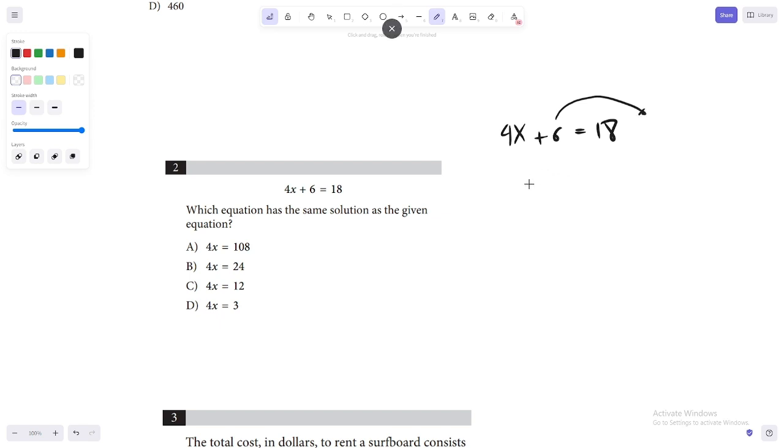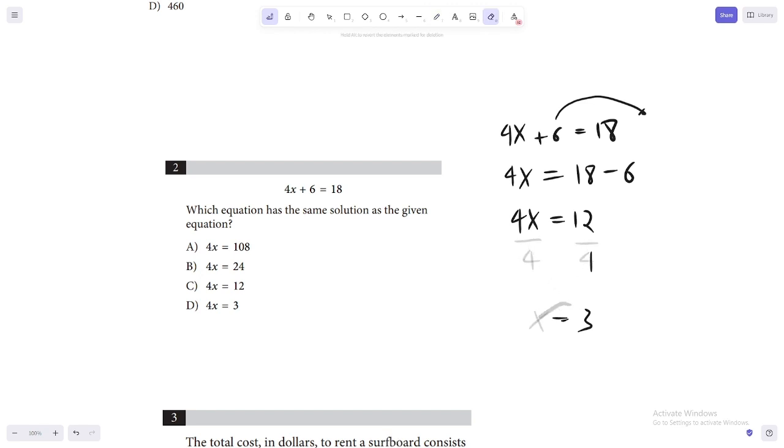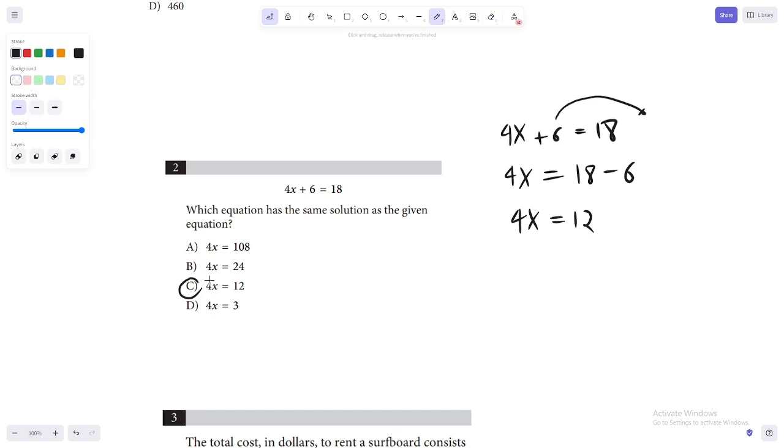So it will come as negative. We'll get 4x equal to 18 minus 6. That gives us 4x equal to 12. And from here, we could solve the equation by dividing both sides by 4. We would get x equal to 3. But this isn't necessary because we already have the answer here. 4x equal to 12. That's the option C.